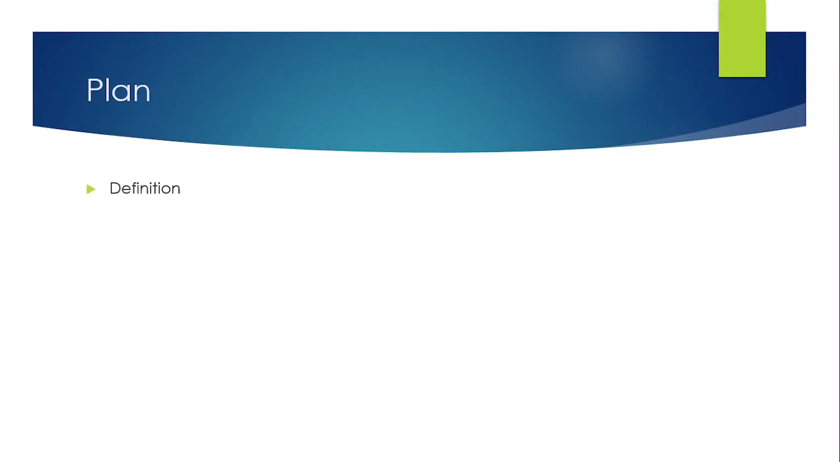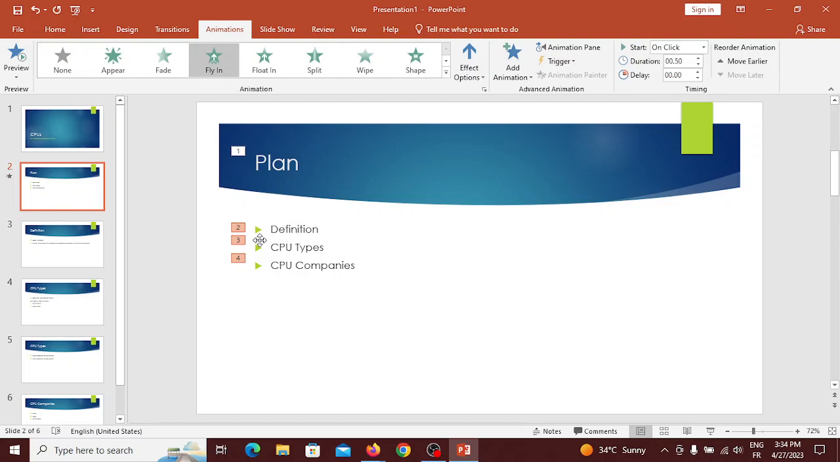We have our plan. We first start with the definition of what a CPU is, and then we list all the CPU types, and then finally we introduce the most relevant CPU companies. Okay, it's better because the user doesn't have a visual of your plan until you tell them what your plan is. Okay, it's better this way.